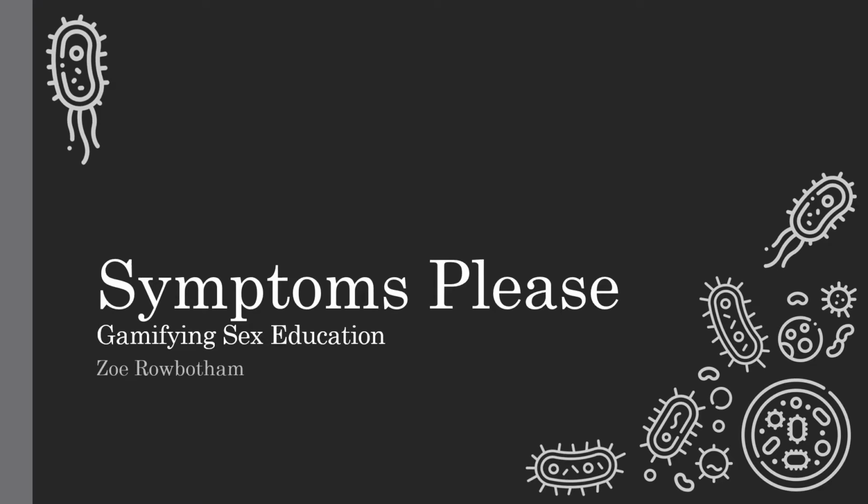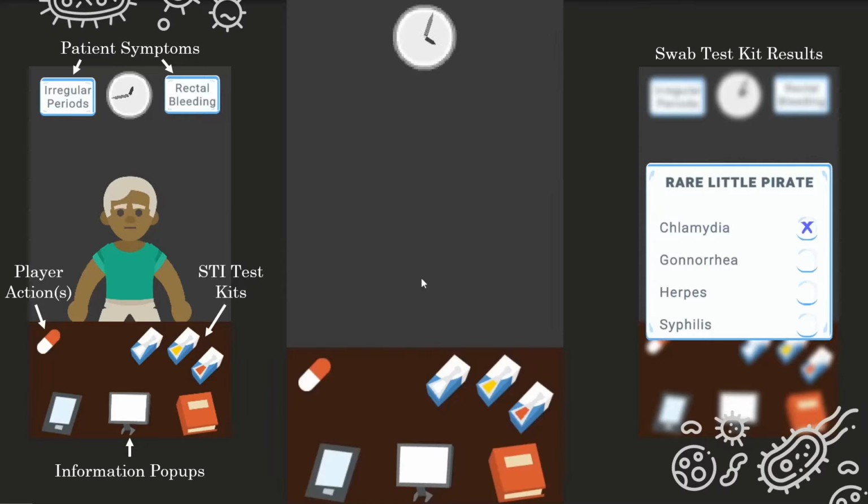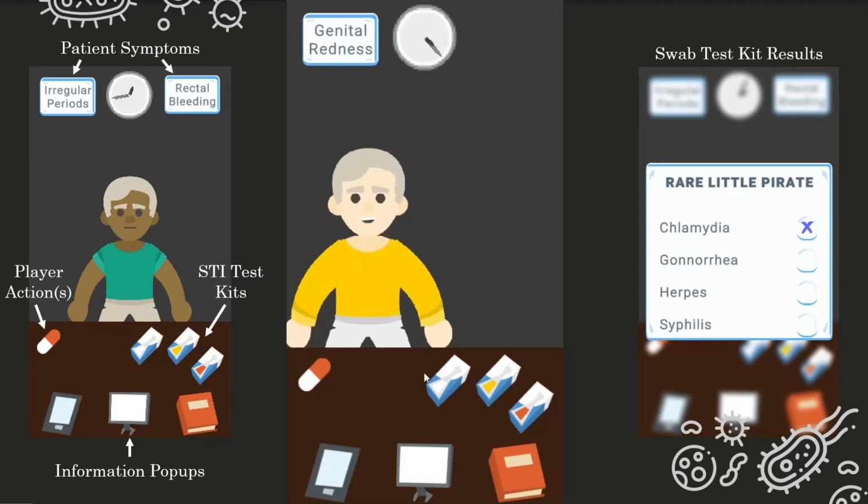Symptoms Please is an educational game for secondary school children to learn sexual health topics in an engaging and fun format. Unlike traditional education, Symptoms Please provides information in a fun, private and engaging way that helps students learn through play. Symptoms Please focuses on sexually transmitted infections.